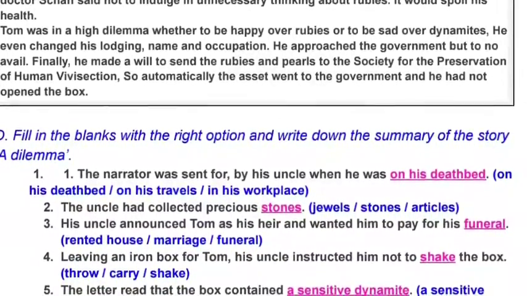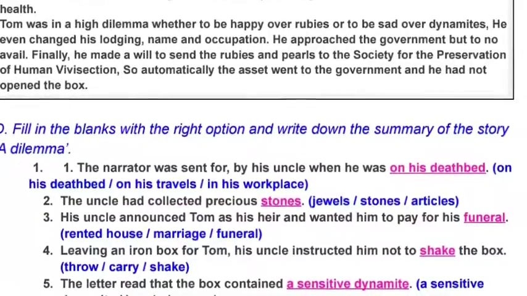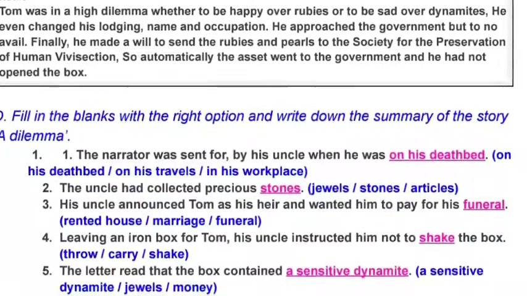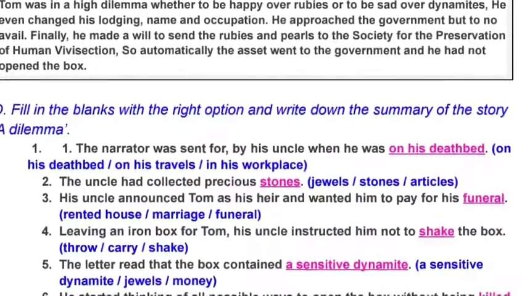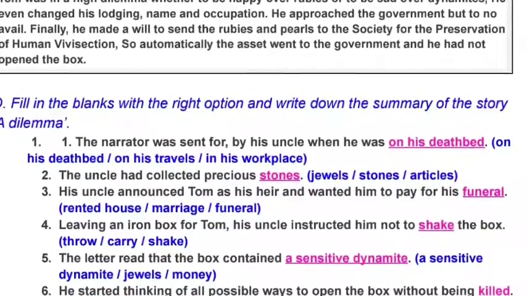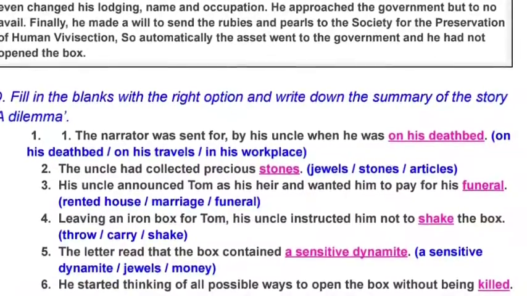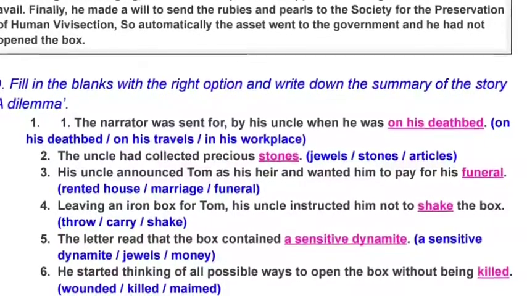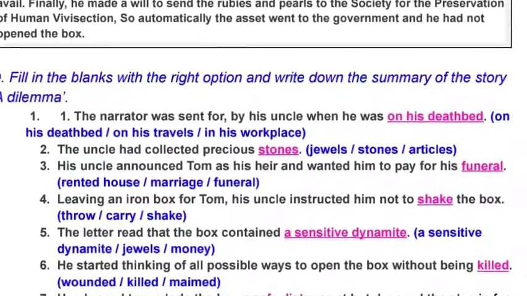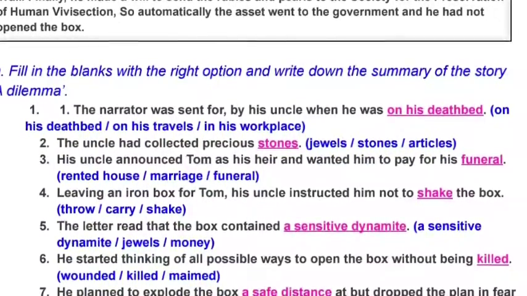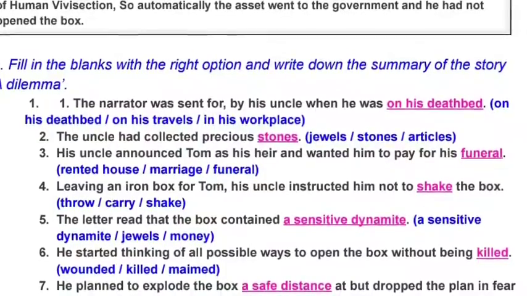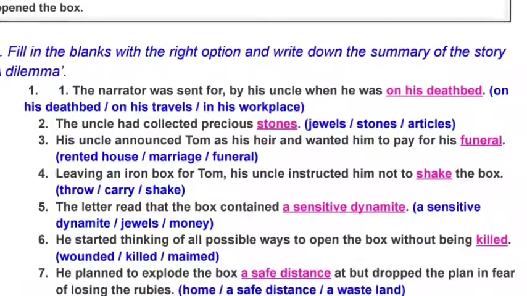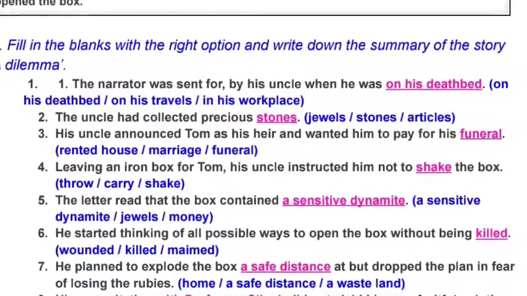D. Fill in the blanks with the right option and write down the summary of the story, A Dilemma. 1. The narrator was sent for by his uncle when he was on his deathbed. On his deathbed, or on his travels, or in his workplace. 2. The uncle had collected precious stones. Jewels, or stones, or articles. 3. His uncle announced Tom as his heir and wanted him to pay for his funeral. Rented house, or marriage, or funeral. 4. Leaving an iron box for Tom, his uncle instructed him not to shake the box. Throw, or carry, or shake.